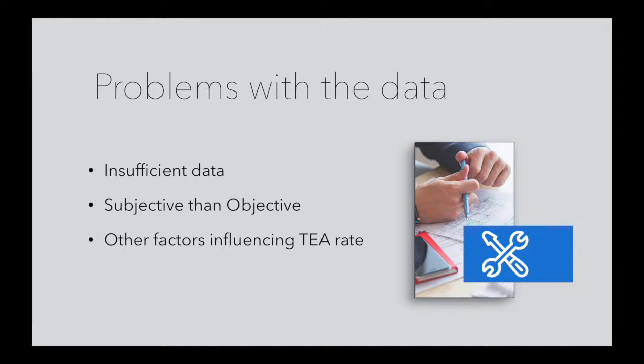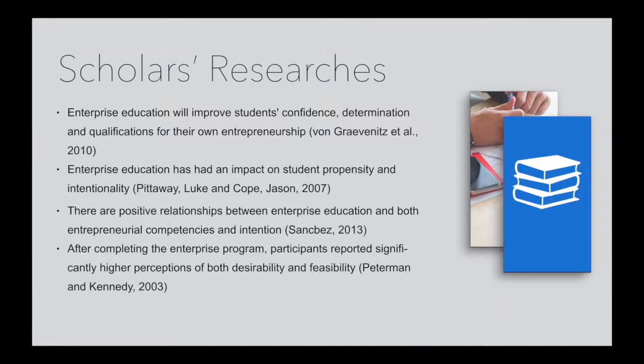The third is about influencing factors. The factors affecting the TEA rate are not only enterprise education. Personal experience, economic environment, national policies, etc., are also very important factors affecting the rate of new ventures. Furthermore, scholars have done some research to find the relationship between enterprise education and entrepreneurial spirit.